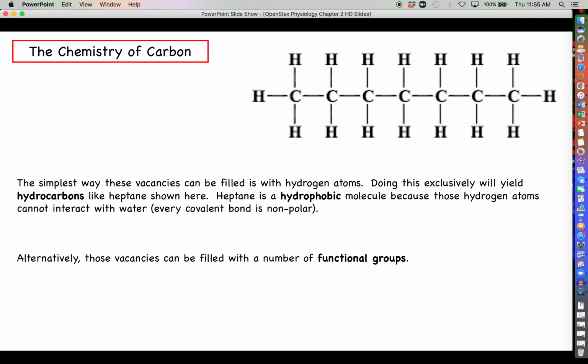Okay, so generally speaking, if you surround a carbon skeleton with nothing but hydrogen, you're going to end up with something that's super hydrophobic. It's not going to want anything to do with water.